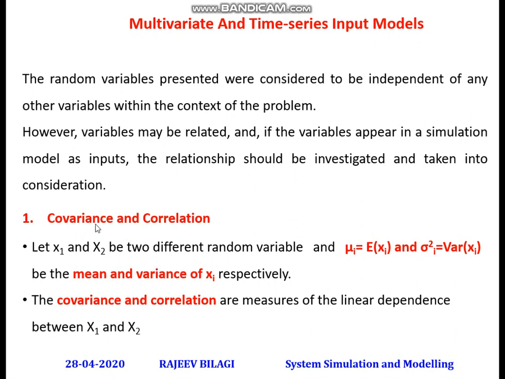So there are two important points: covariance and correlation. Let x1 and x2 be two different variables, then mu i is the mean value, which is equal to E of xi, and sigma i square is equal to the variance of xi. To find mu i and sigma square i, you have to check what kind of data is given, whether the x1 and x2 are grouped or ungrouped.